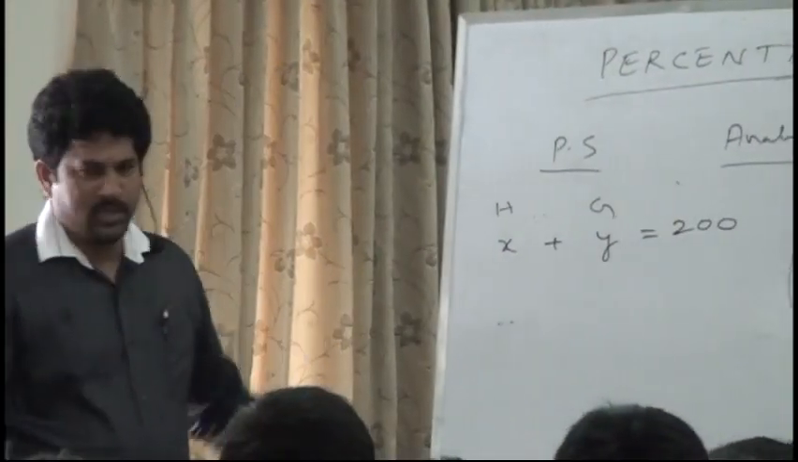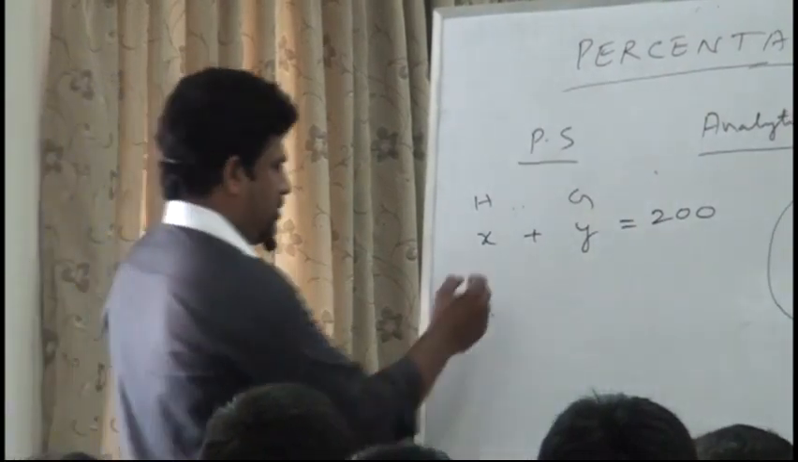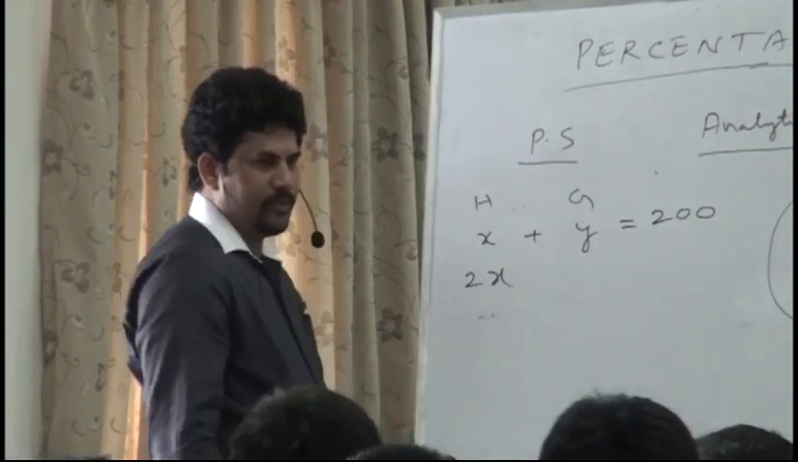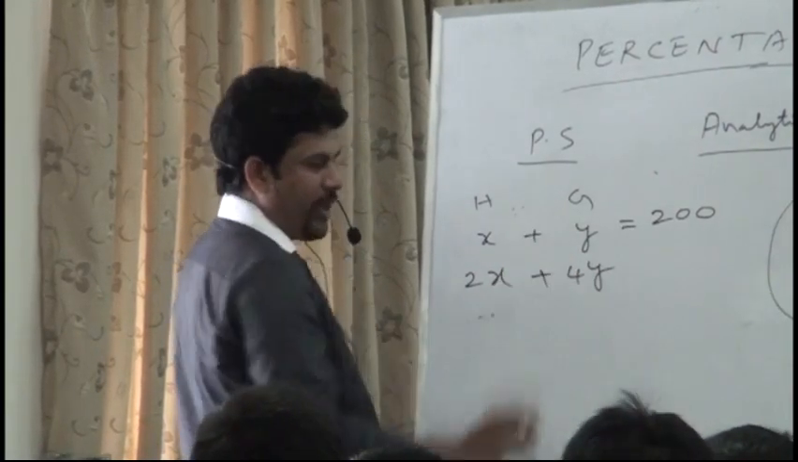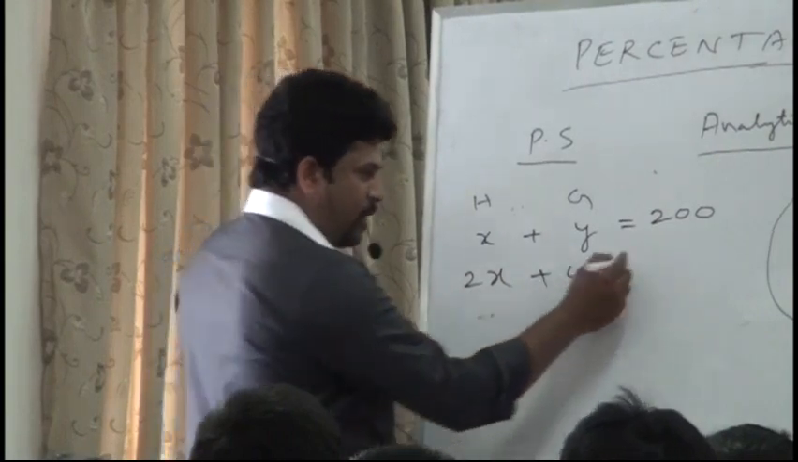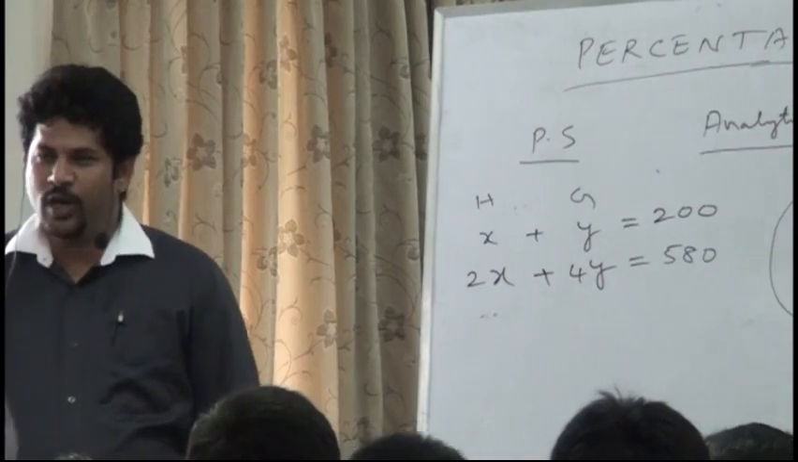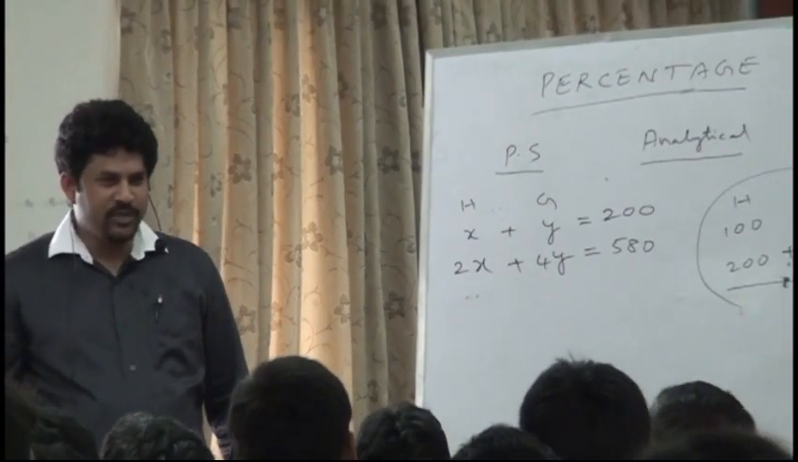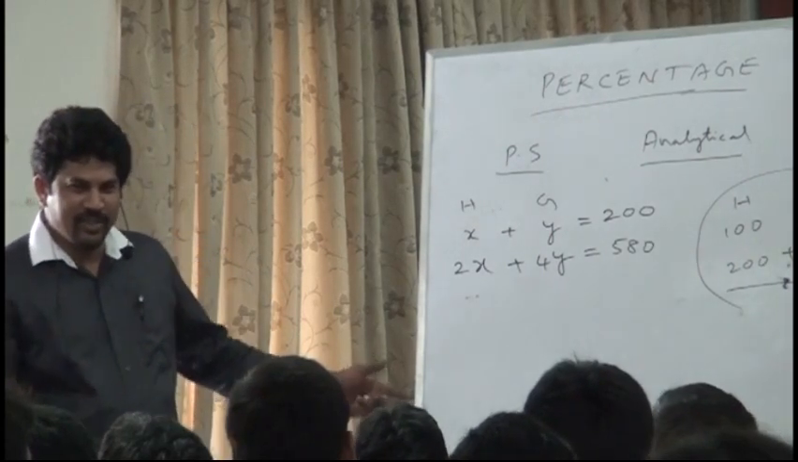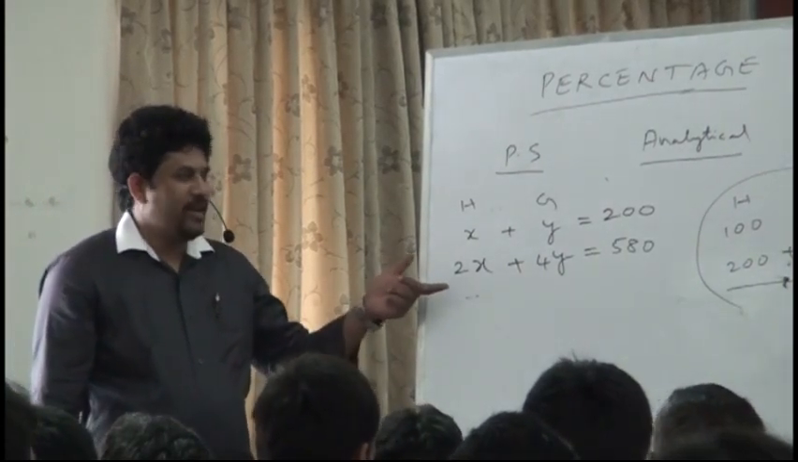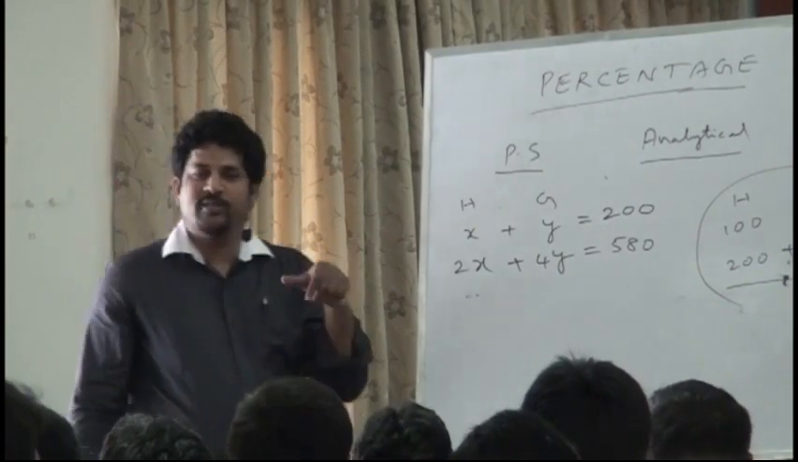Each hen has how many legs? Then X hens will have 2X legs, and this will be 4Y because each goat has 4 legs. This is the total number of legs. Now you have 2 linear equations in 2 variables. You can solve and find out. This is the conventional method. Here we are converting the given problem into equations. There lies the problem actually.